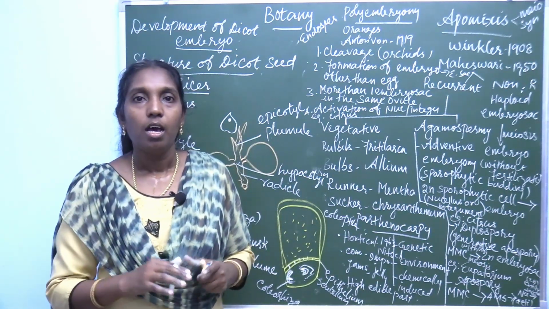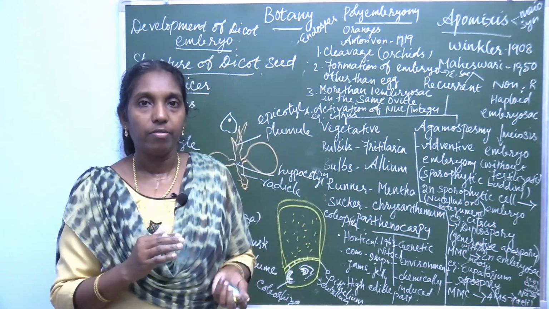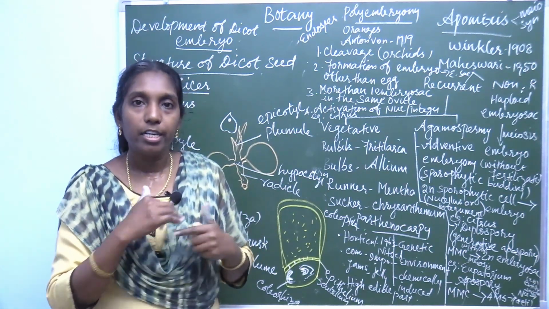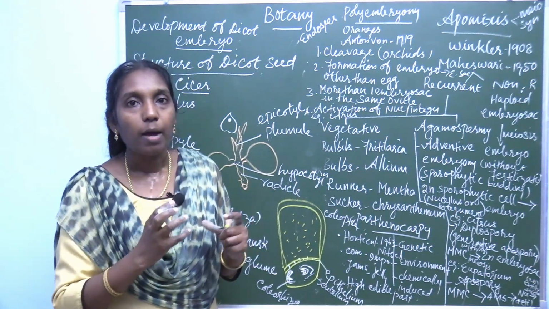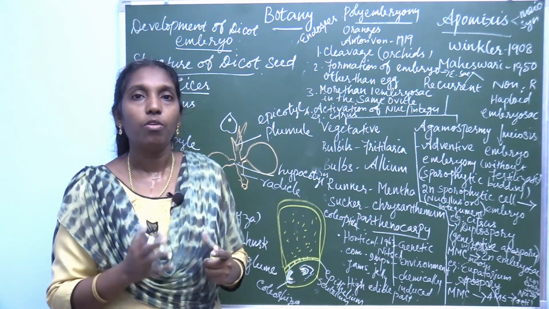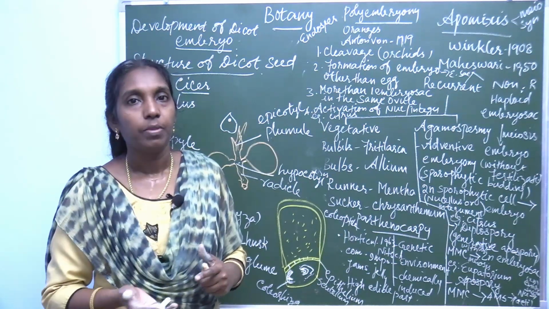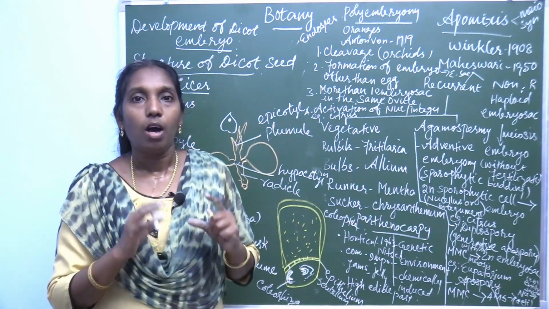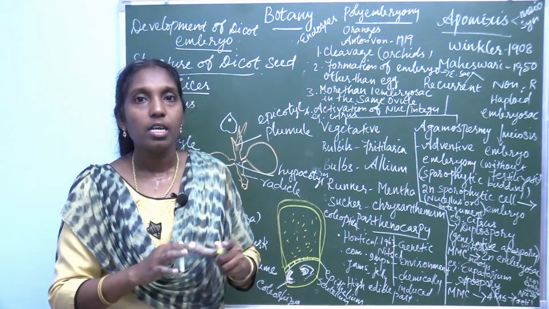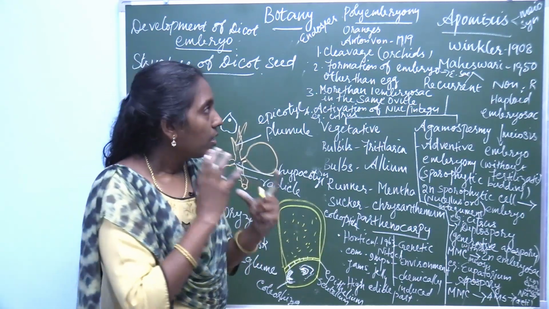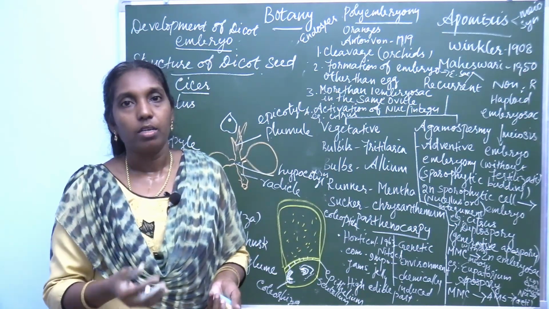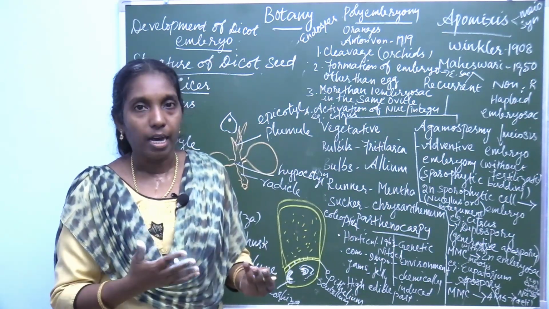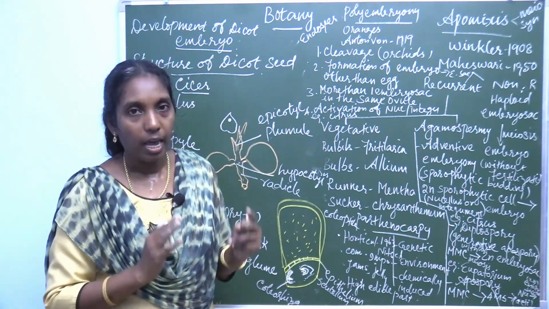What is meiosis? Meiosis is a process by which the sporophytic cells divide and reduce in number and form the haploid gametes, formation of male gametes and female gametes. This process is absent in apomixis. So apomixis is the process which does not involve meiosis and syngamy. What is syngamy? Union of male and female gametes. This main process is also absent.